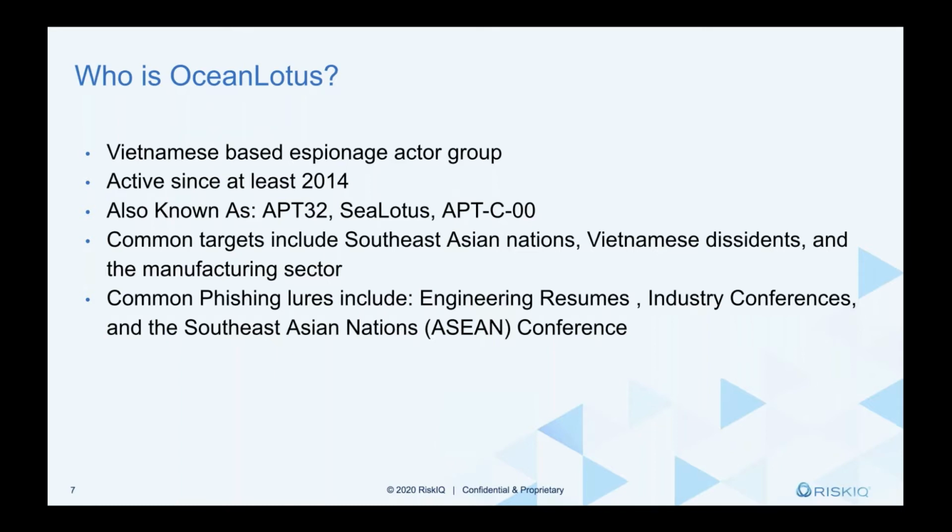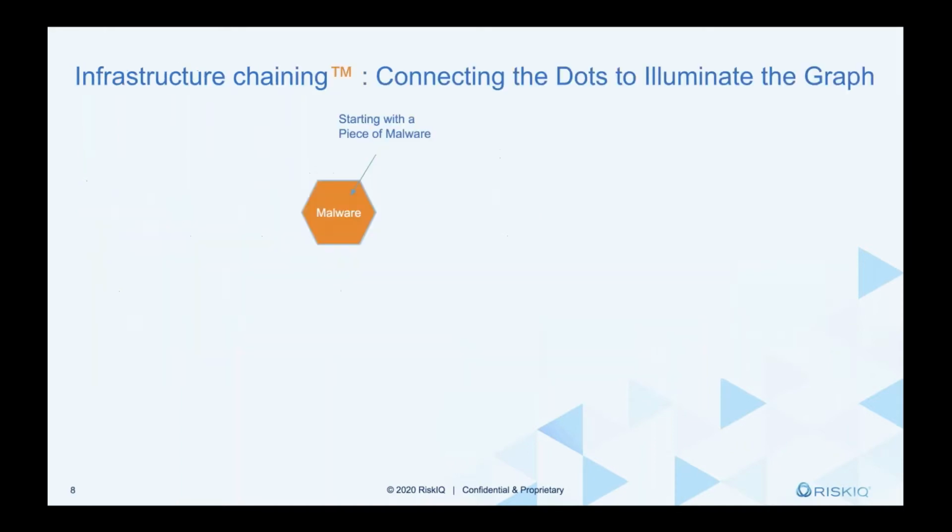From a target perspective, a lot of Southeast Asian nations, Vietnamese dissidents, even local Vietnamese enterprises, and the manufacturing sector. And I believe they actually went after some of the coronavirus materials as well, early in its development, specifically around the vaccine. Common phishing lures include engineering resumes, industry conferences, and more material placed to the particular part of the world that they operate in.